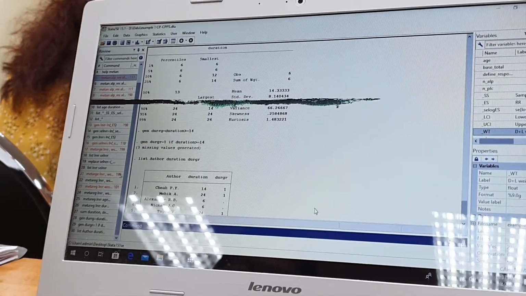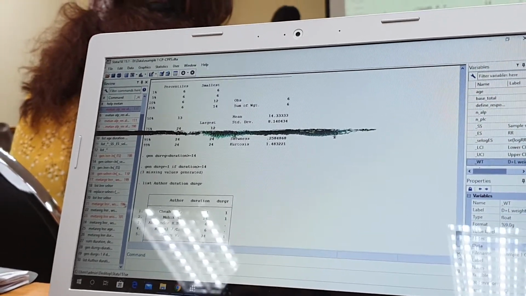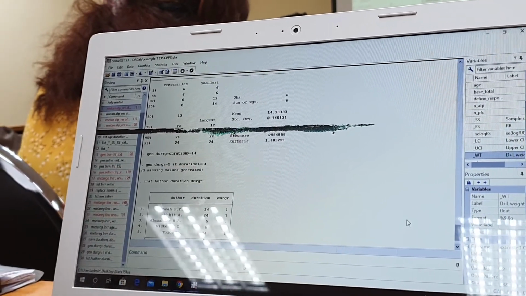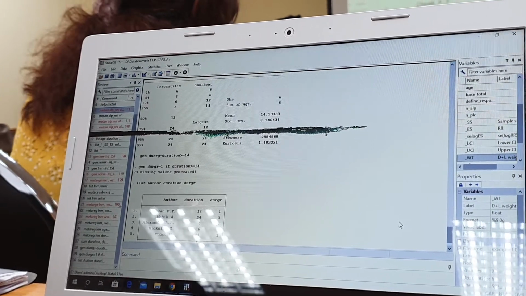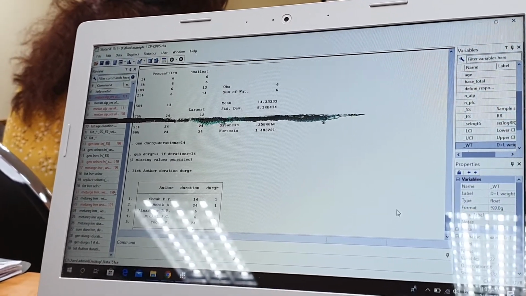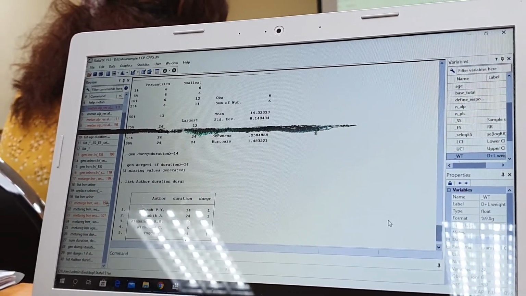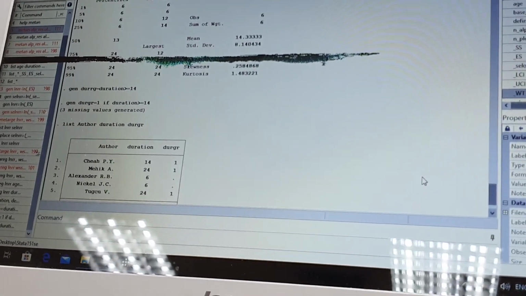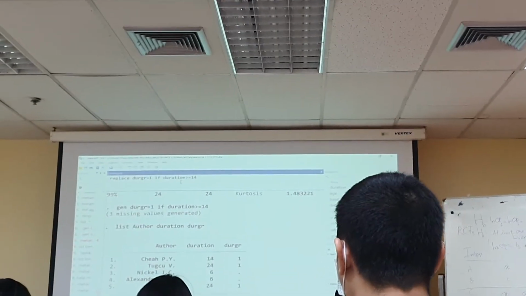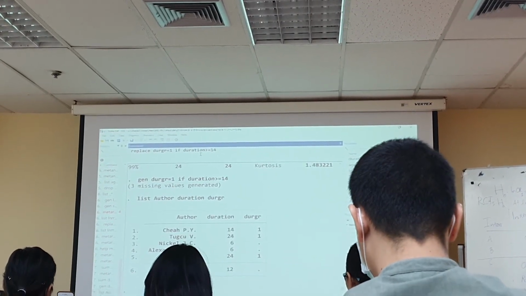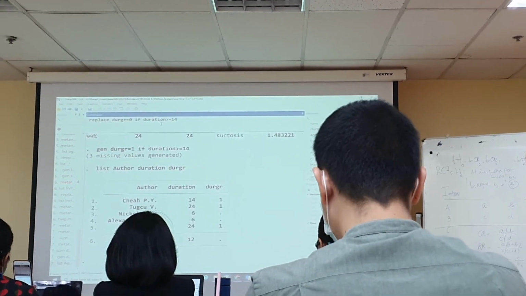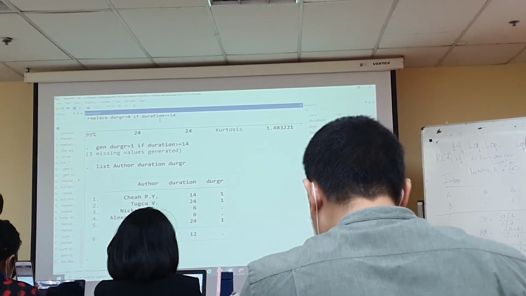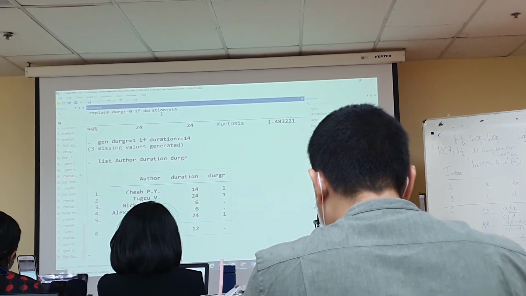Shorter than 14. So replace. Page up to the generate command. It has to be list first, list author, then page up this command and delete generate. Replace duration GR equal 0, shorter than 14 equals 0. Replace, R E P L A C E, longer than 14 or longer is 1.